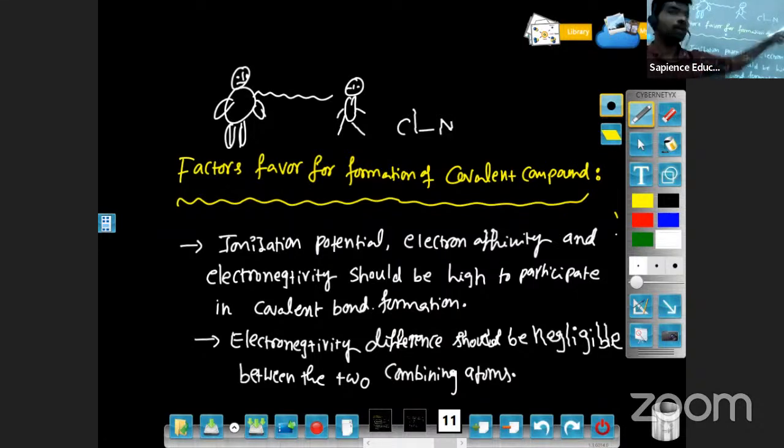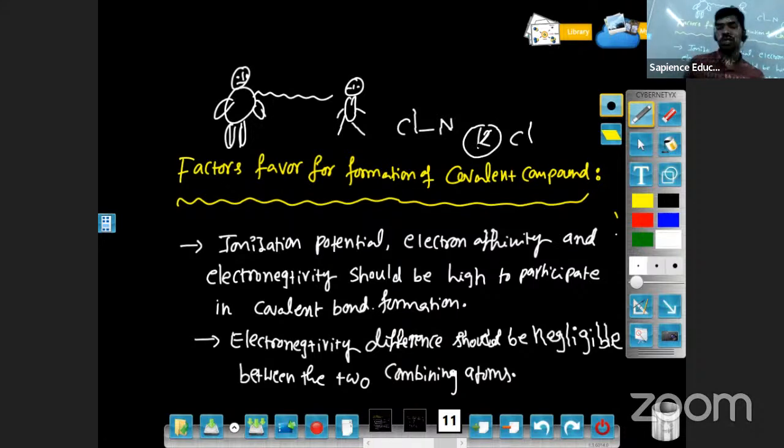Now a bond between chlorine and nitrogen is ionic or covalent? Covalent. What about a bond between potassium and chlorine? Think, where is potassium located in the periodic table? Potassium is a metal.